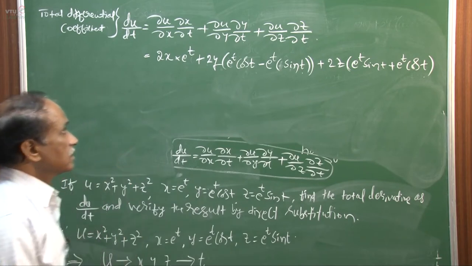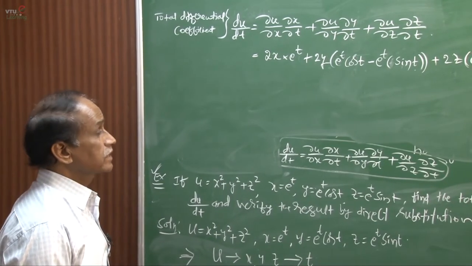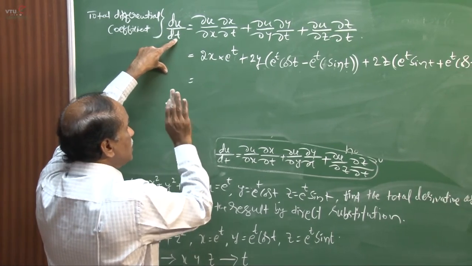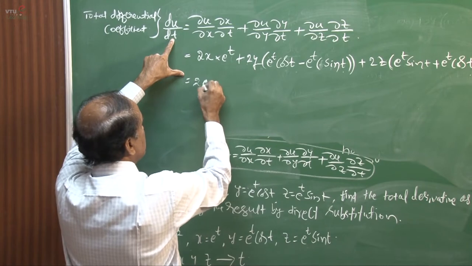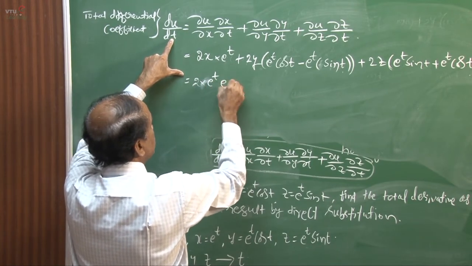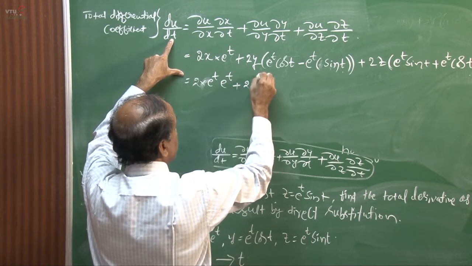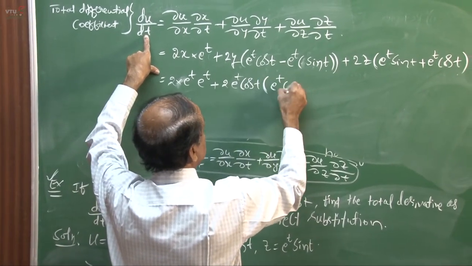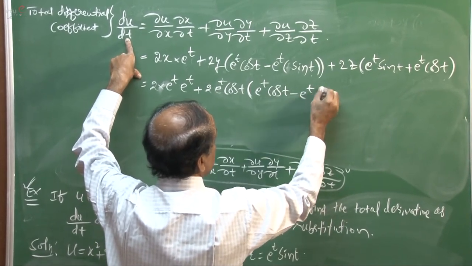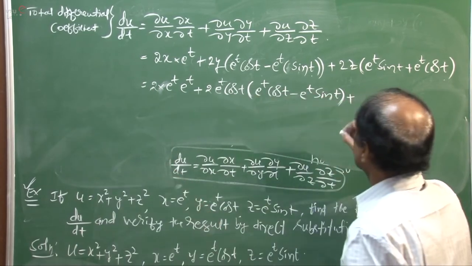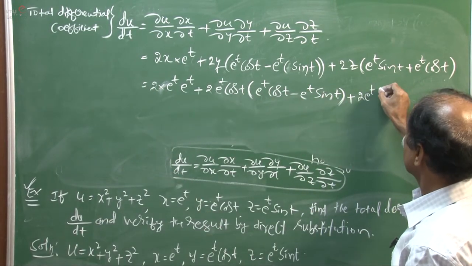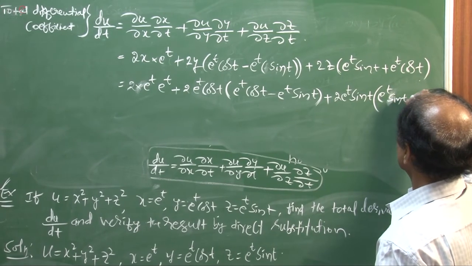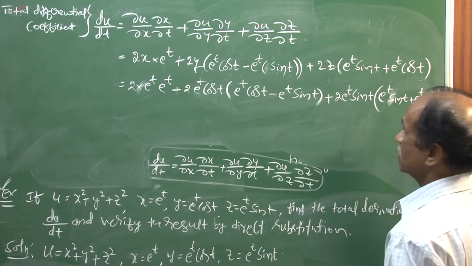Then we can write this simplification by the elimination of x, y, z by substituting the given values. So we have to take it in terms of t only, that is 2 into x, that is e to the power t, into e to the power t, plus 2 into y, what is the value of y, e to the power t cos t, multiplied by e to the power t cos t minus e to the power t sin t, and plus 2z, 2 into e to the power t sin t, into e to the power t sin t plus e to the power t cos t.